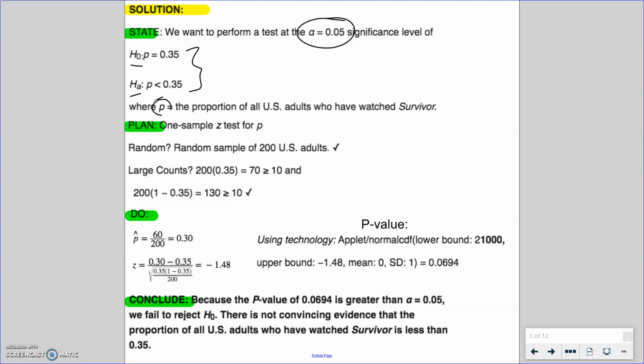Then for the plan, you say, okay, as long as everything works, I'm going to do a one sample z test. Okay, I'm going to check my conditions. Is it random? And use the word random, so yay. And I check my large counts. Again, just like yesterday, notice how they're using the actual p-value.